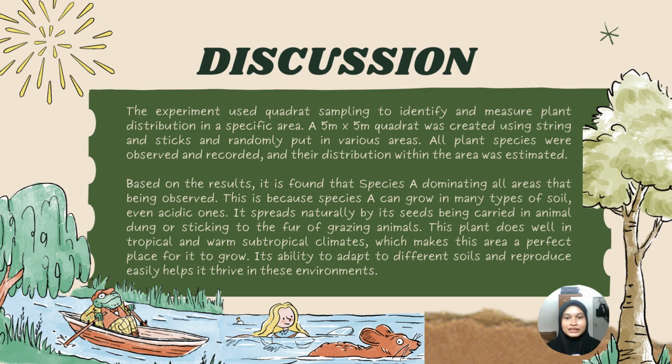Based on the result, it is found that species A dominated all areas that were observed. This is because species A can grow in many types of soil, even acidic ones. It spreads naturally by its seeds being carried in animal dung or sticking to the fur of grazing animals. This plant does well in tropical and warm subtropical climates, which make this area a perfect place for it to grow. Its ability to adapt to different soils and reproduce easily helps it thrive in this environment.